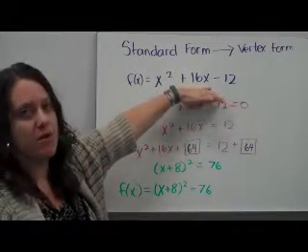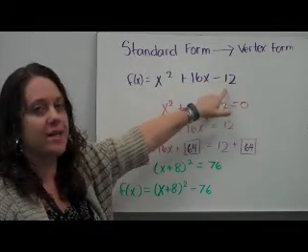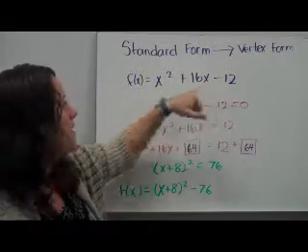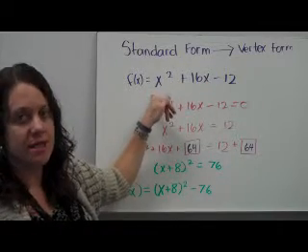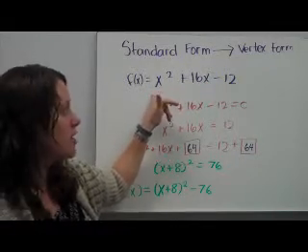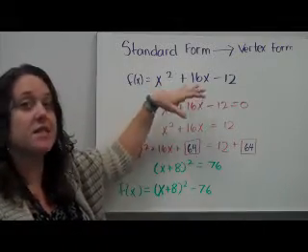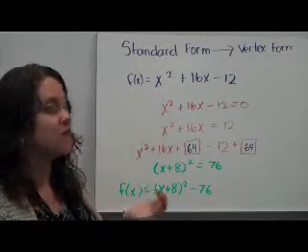So from a standard form, remember, we can easily get the y-intercept. We know it's negative 12. And we know that it's going to open upward because a is positive. Okay, but we don't really know where the vertex is just from looking at this. So we convert it into vertex form.